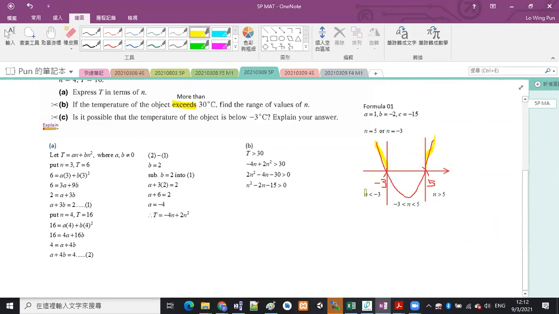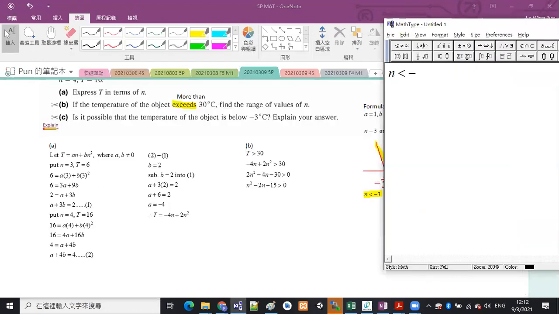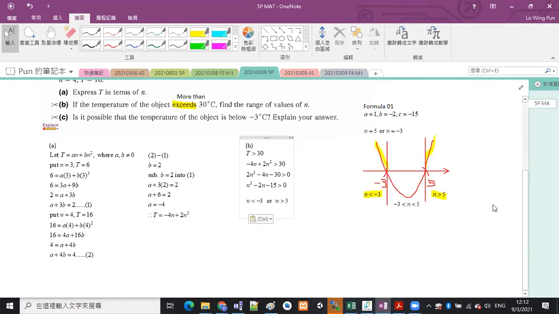Then we just choose the inequalities representing these 2 parts. So that should be n less than -3 or n larger than 5. So that is the result. So n is less than -3 or n is larger than 5. Okay? So that is the range of values of n. And this will be the answer of part B. Okay? And then part C.